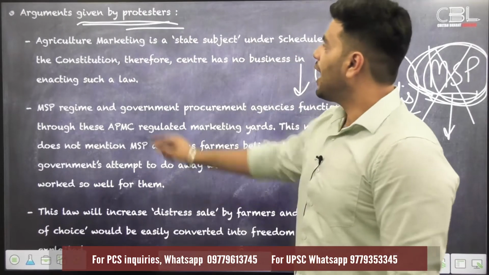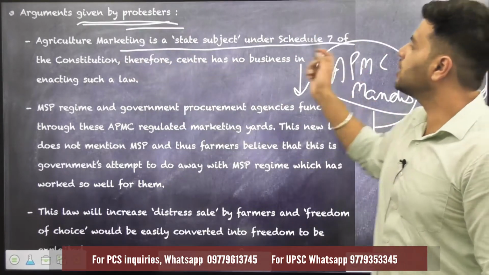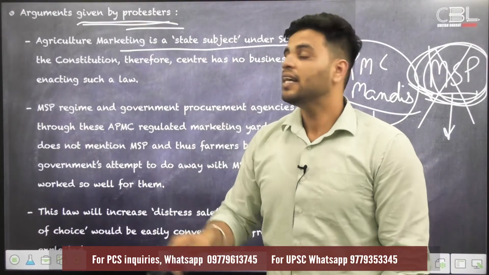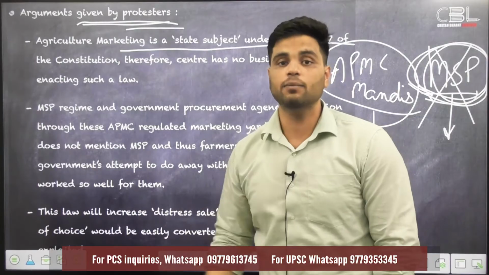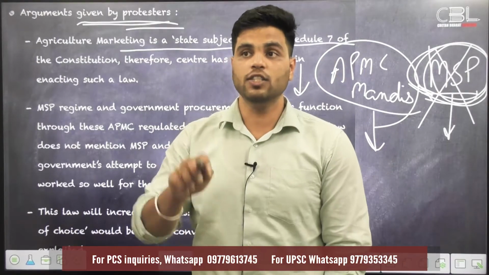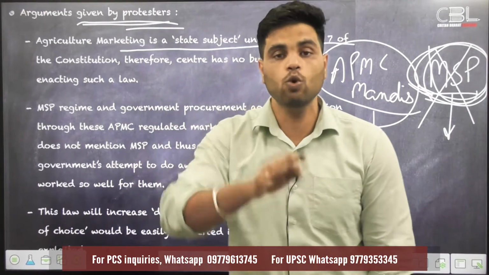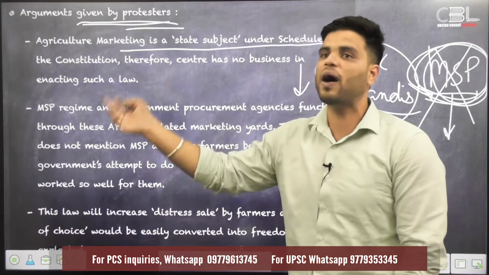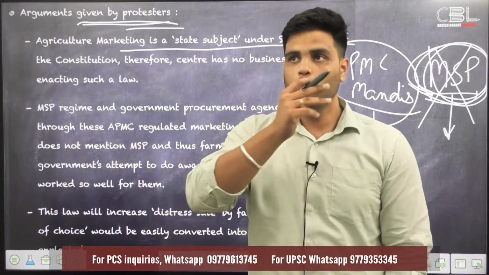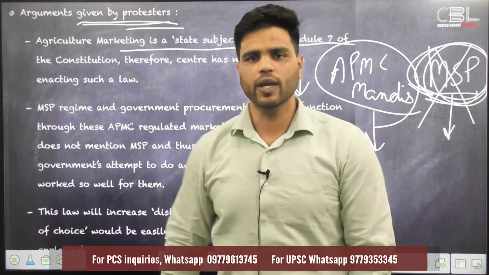All right. Agricultural marketing is a state subject. And yes, by the way, they are also protesting about the fact that agricultural marketing is a state subject. So the central government is not empowered or constitutionally mandated to legislate on this subject. It is the power of the state government. So the union government has breached its sphere of influence. Okay.